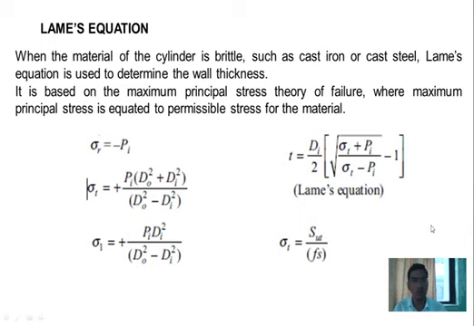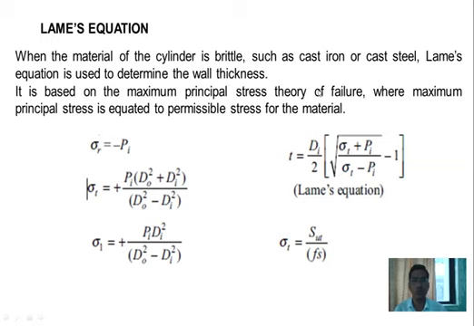In that, we are going to use different types of equations to check whether the design is safe or not. The first important equation is Lame's equation, which is used to perform the design of the cylinder. When the material for the cylinder is brittle, like cast iron or cast steel, Lame's equation is used to determine the wall thickness.